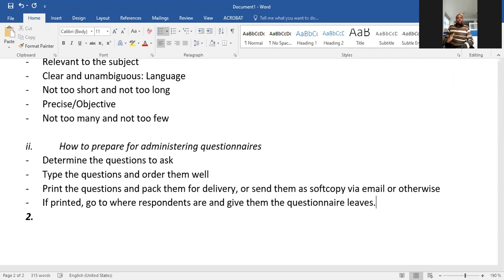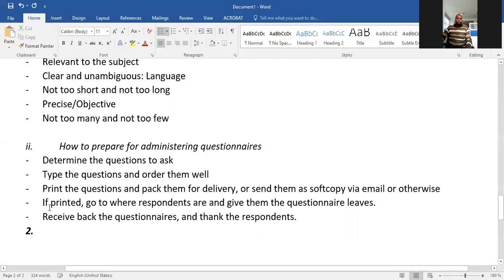So it depends on whether you are working with a deadline for a future date or with the current date. You've gone with the questionnaires, you give them as you had agreed, they fill, and then they give them back to you the same day. Okay, you go with them for analysis. But some can stay with the questionnaires, and then probably you come for them after a week. So depending on the deadlines, you can now receive back the questionnaires and thank the respondents. Remember to thank the respondents. Okay, receive back the questionnaires and thank the respondents. Right.